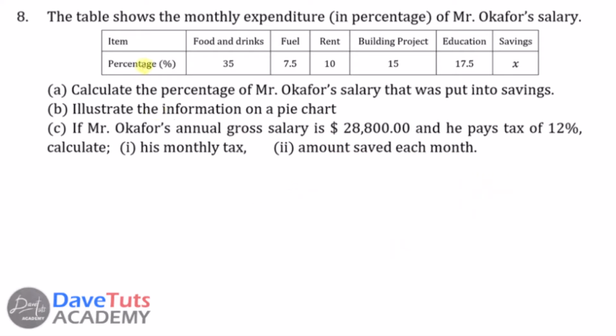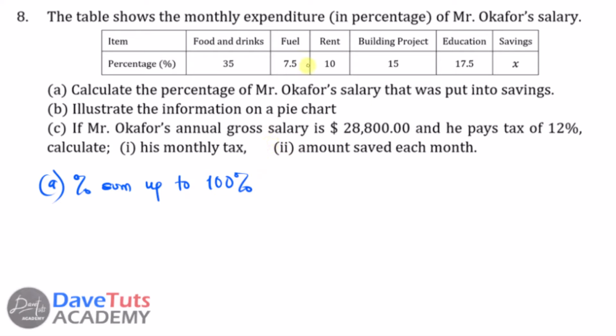In this question on statistics, which is featuring the pie chart, we are being told that the table shows the monthly expenditure, but it is in percentage of Mr. Okafor's salary. So we have all of this listed. First, we are to calculate the percentage of Mr. Okafor's salary that was put into savings. Now, ideally, if you are looking at this question A, we know that when we are talking about percentage, we should sum up to 100. So 100 is the grand scale for which we are considering whenever we are talking about percentages.